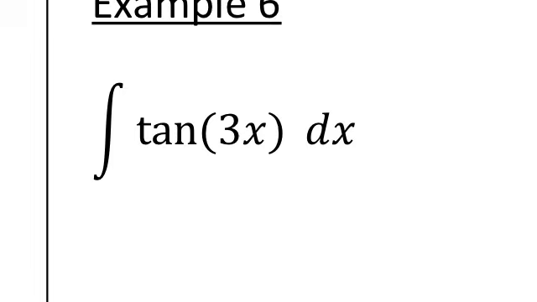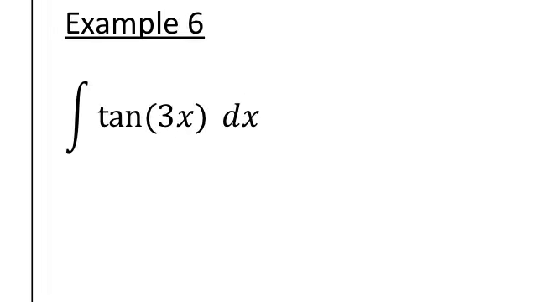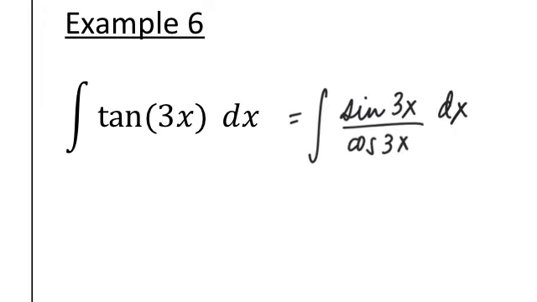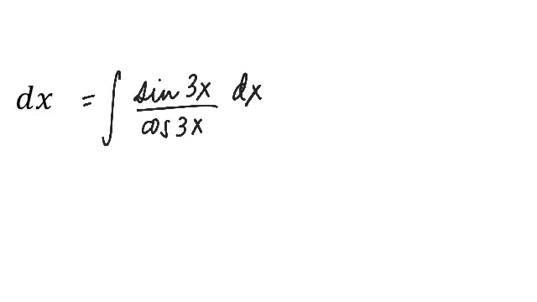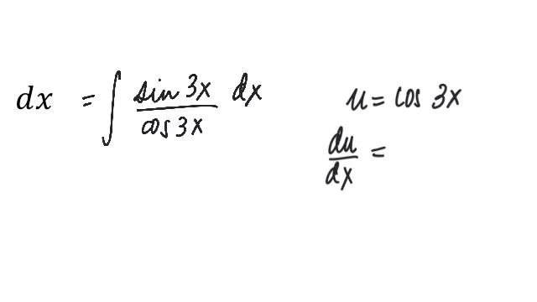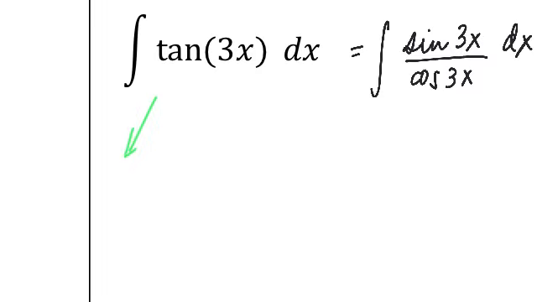So how can we do this? Well, we can think of tan as sine over cosine, right? So I could rewrite this as the integral of sine 3x over cosine 3x. And now we can see that I could say u is equal to cosine 3x, for example, and then du dx. This is a little bit of an exception, because I'm not saying that 3x is the inside function. Like if you're wondering back here, why didn't we do that?